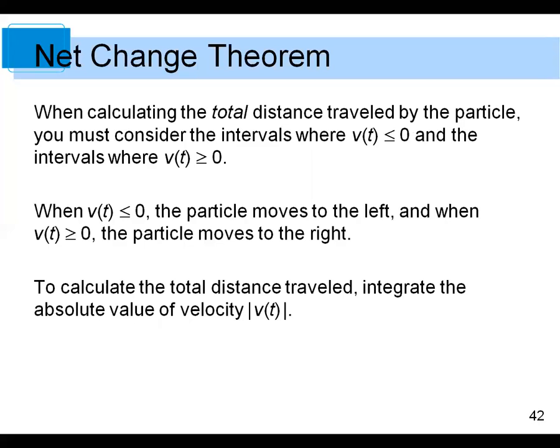So if you just integrate velocity, it won't take into account the fact that it backtracked, and it'll just give you how much it moved from where it started. Classic example I like to use is if you go from your house to the closest McDonald's, let's say it's 3 miles away, and you come back.